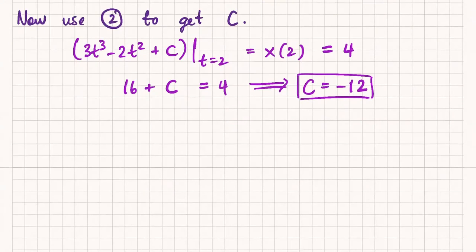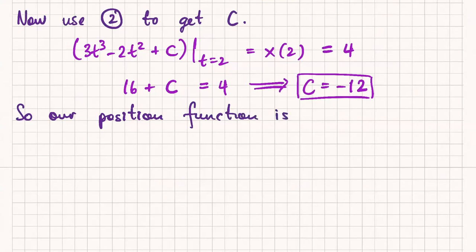So what is our final position function? Our position function, x of t, is 3t cubed minus 2t squared minus 12.